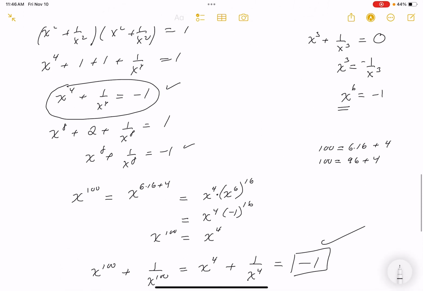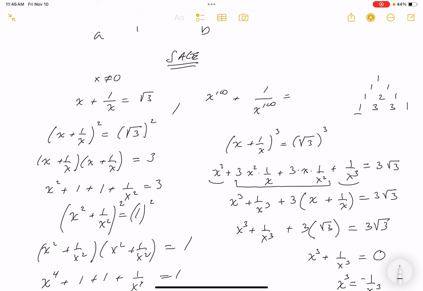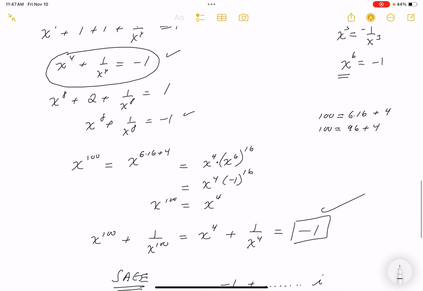Okay, we just did this problem. I thought it was an interesting way of doing it, although some people might find it difficult to do it this way. But it worked out pretty nicely. We had a nice answer in the end of -1.